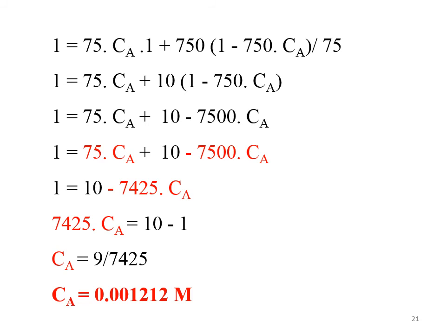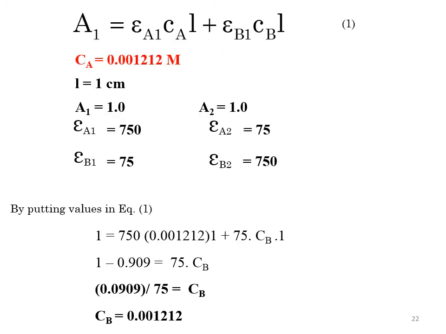Now 1 becomes equal to 75 into CA plus 750 into 1 minus 750 into CA over 75. This can be further solved, and finally we reach the value of CA, which becomes equal to 0.001212 molars. Now we have calculated the value of CA.